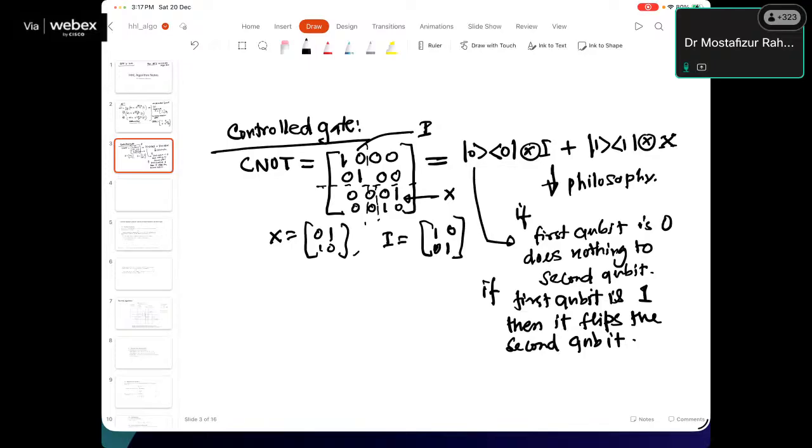So that means if I have a state, say 0 0 plus 1 0, if this is my quantum state, and I apply a C naught gate here, then what will be the output? So the first quantum state will be intact because the first qubit is 0, and the second quantum state, that is 1 0, because the first qubit is 1 in the second quantum state. So this 0 will flip to 1. So the second state will be 1 1.